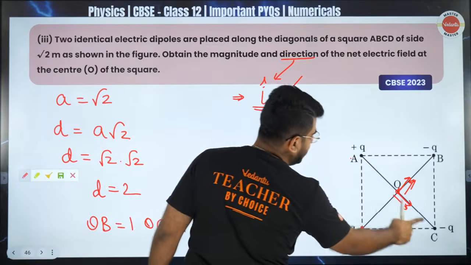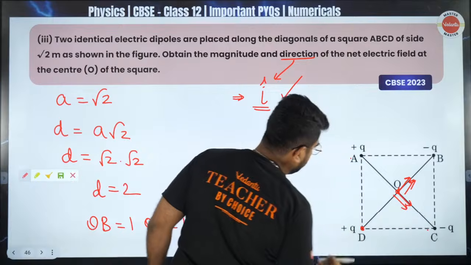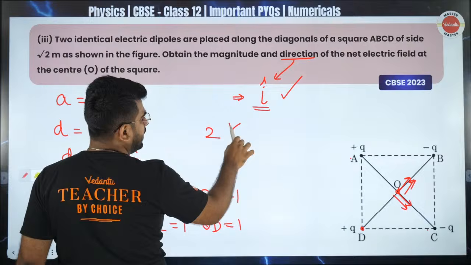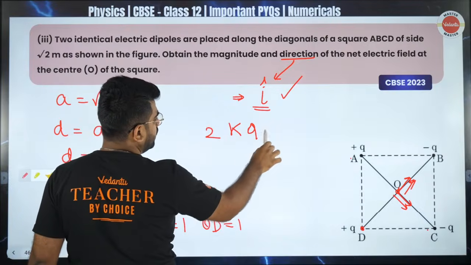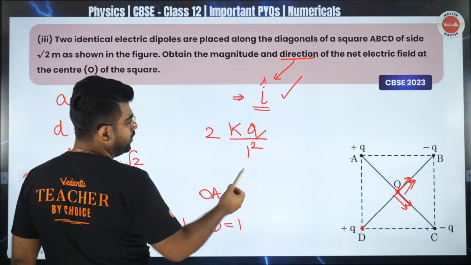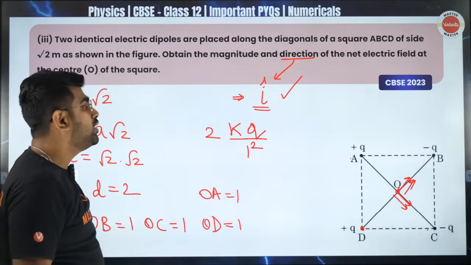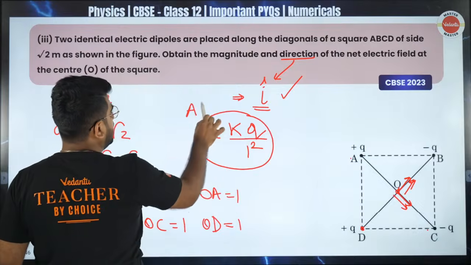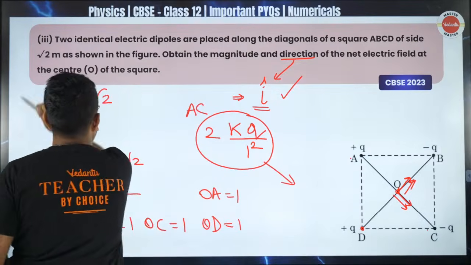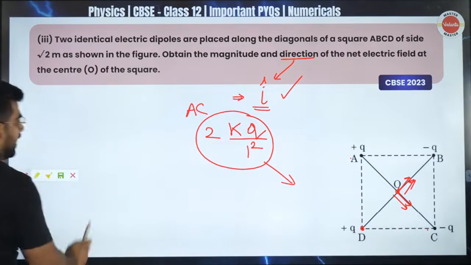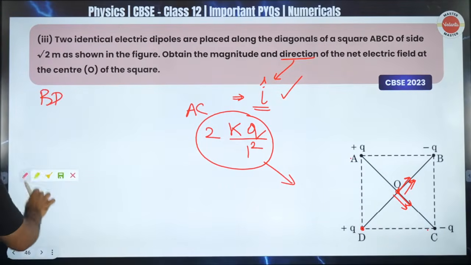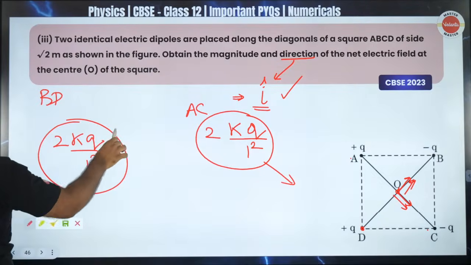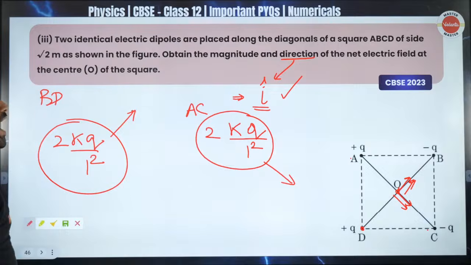So now, like I said, A and C will attract towards C. So because of A and C you will have twice of KQ by R square. Okay, this is because of A and C, and the direction is like this. Okay? Direction is like that. And because of BD, again it will be 2KQ by 1 square. Direction is like this at O.